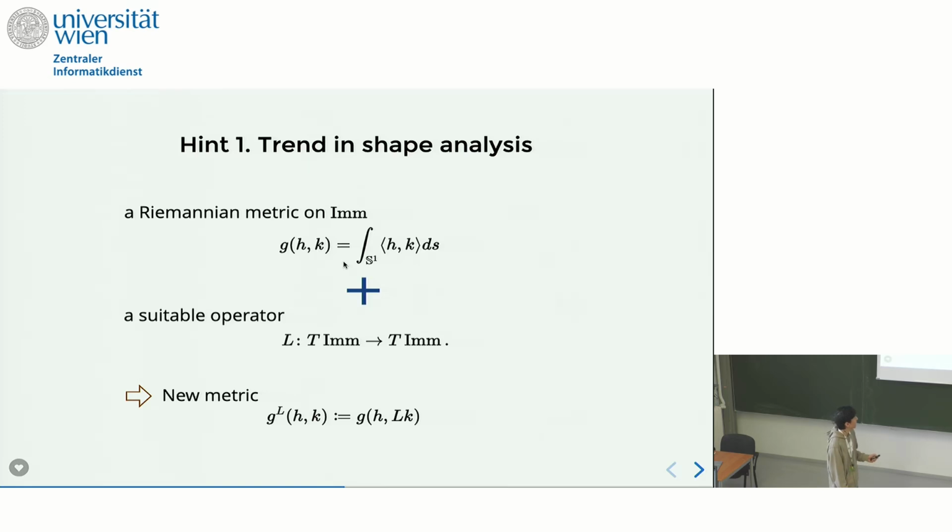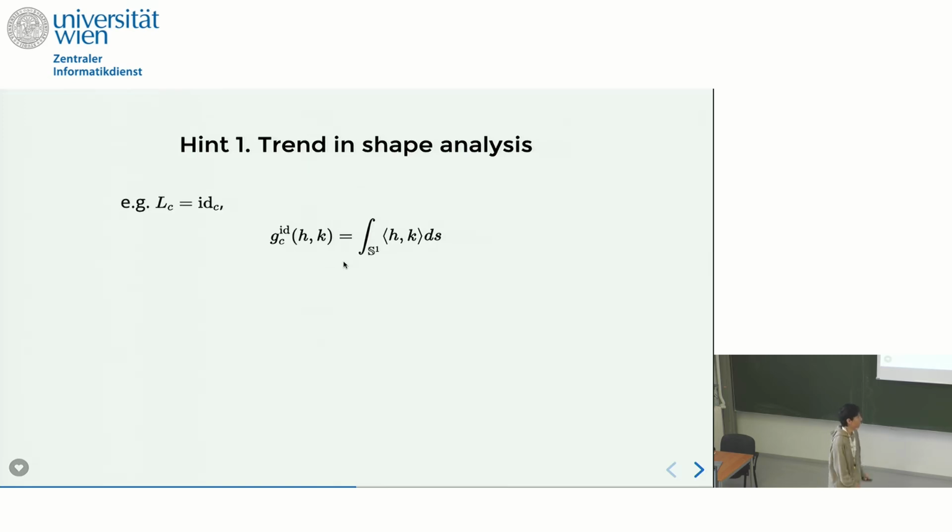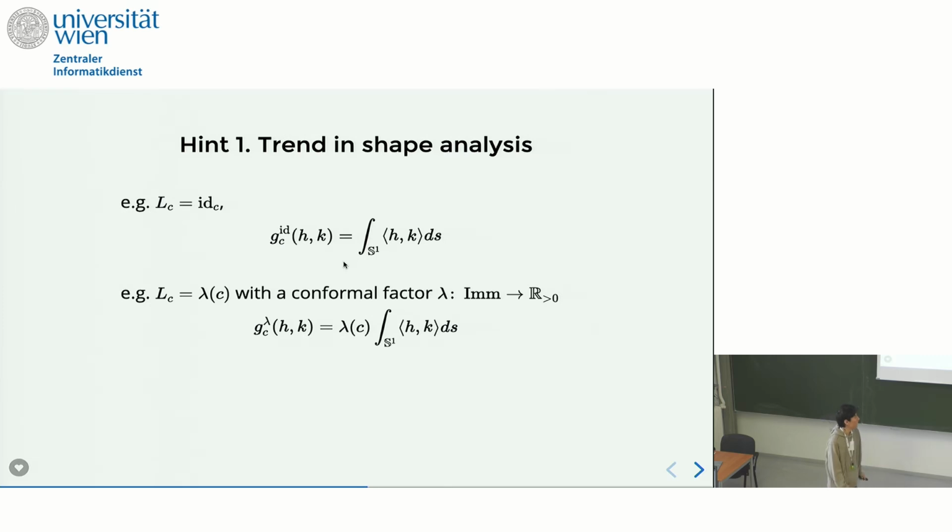I'll give you some examples. If I pick L to be the identity operator, nothing changes. I just get the L2 metric again. And if I pick a function of the curve that we call a conformal factor, I can magnify my Riemannian metric everywhere with a weight coming from the curve. This indeed defines a conformal Riemannian metric on curves.